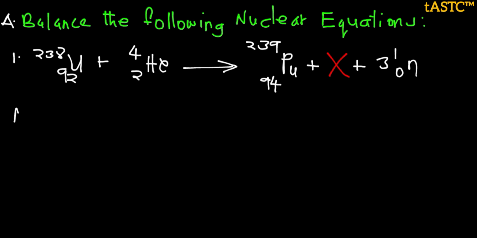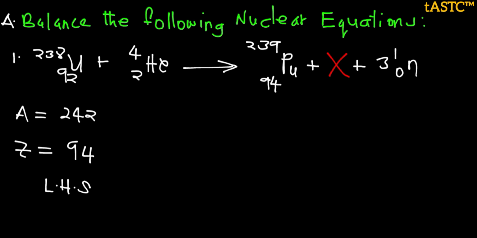So for mass number, I'm just going to write that as an A. Now you need to add this to this other one. So that gives us 242. So that is 242. Now for the atomic number, I'm going to write that as Z. That gives you 94. Now this is for the left hand side, right?